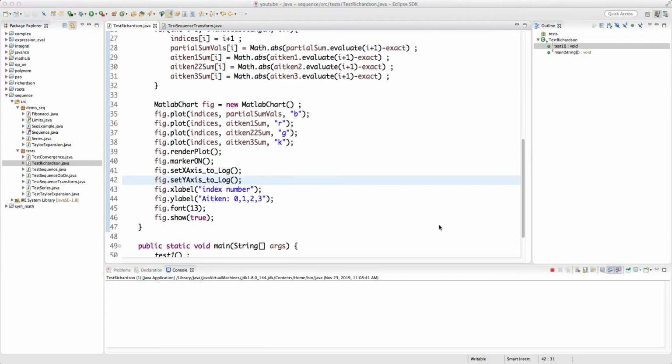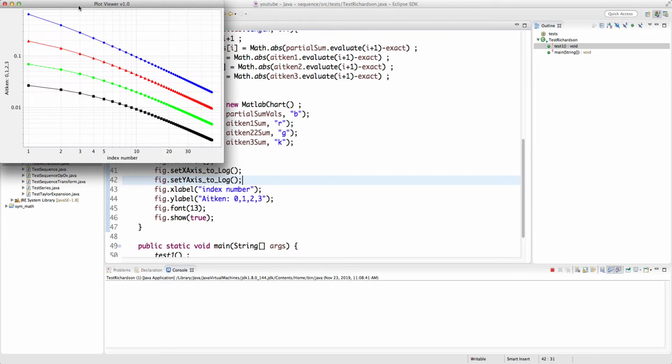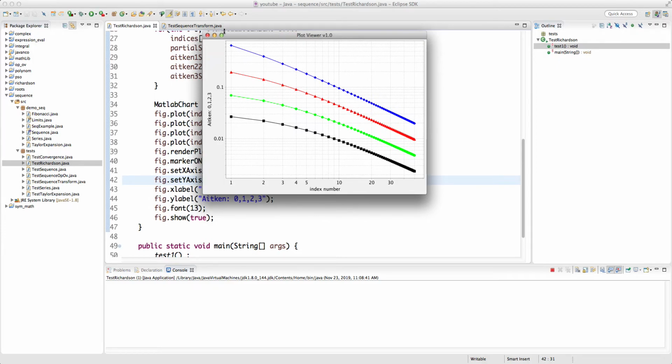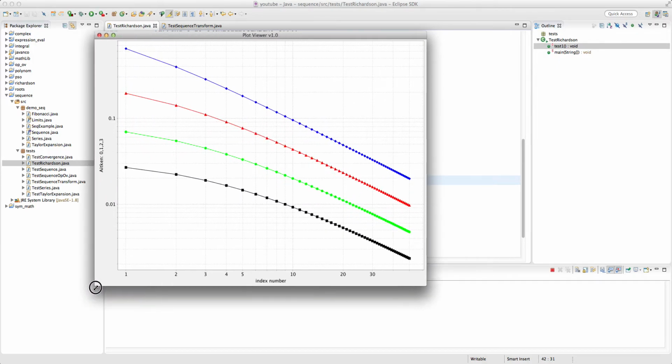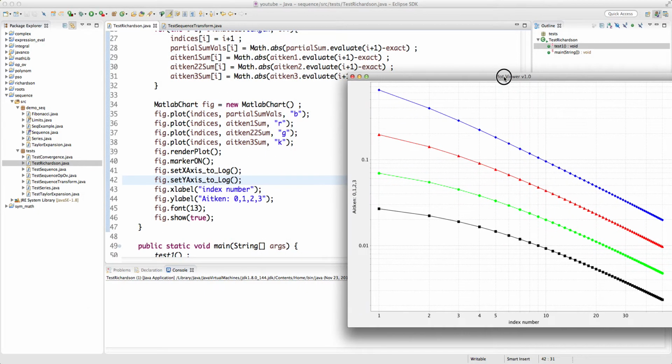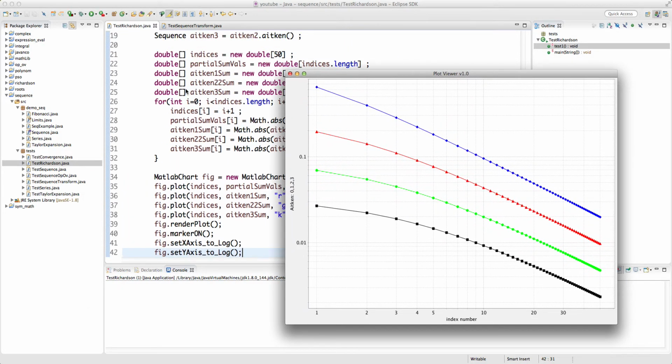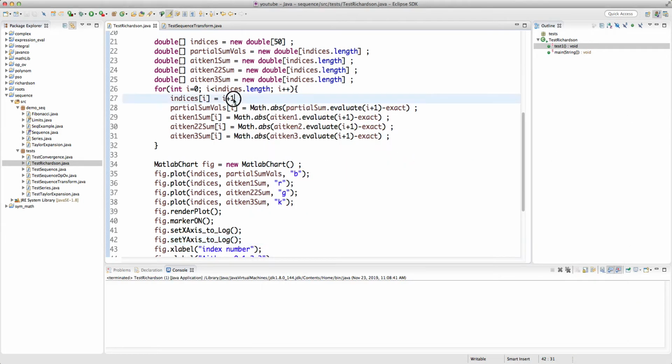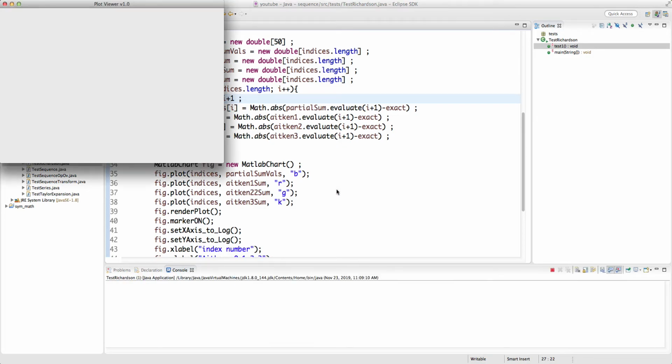Let's try it again. Okay, so let's see what happens. This is our original sequence and the convergence is not good, right? I'm summing over 50 terms, and actually index 0 is 1. We're summing from 1, so that was fine.